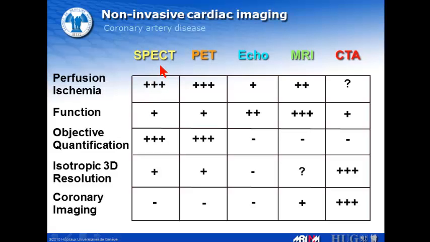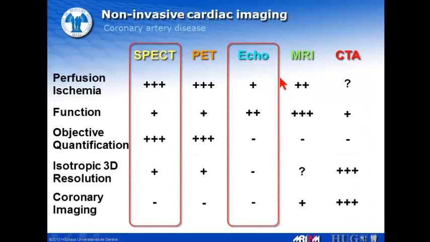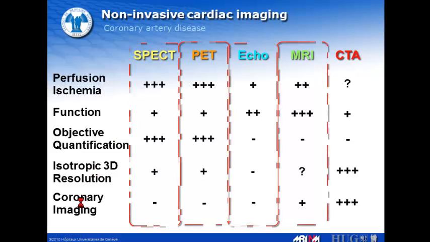when looking at conventional things like SPECT, echography, and newer technologies, PET-MRI, and also CT angiography. I don't want to go into the details too much because I think also there Professor Kaufmann will have some very interesting slides on that later on. And everybody of us knows more or less the properties of these technologies for imaging ischemia function, to objective, to do quantification, to have a better resolution, and to perform coronary imaging.